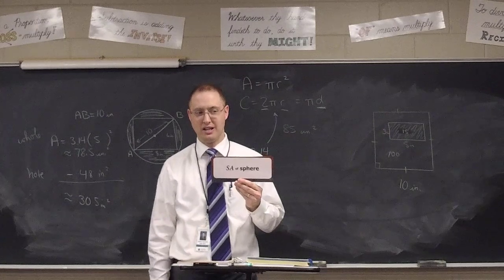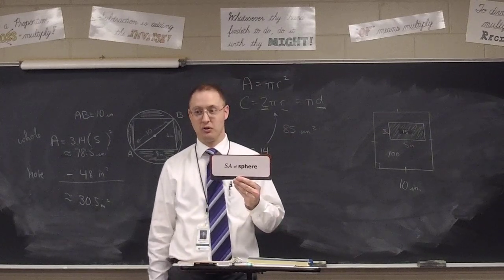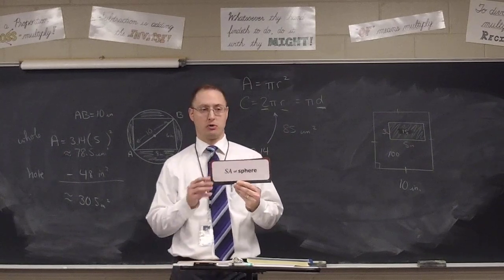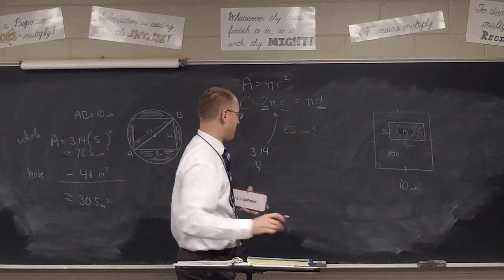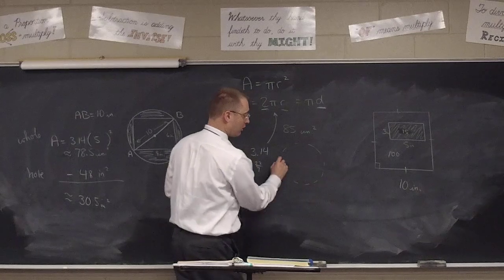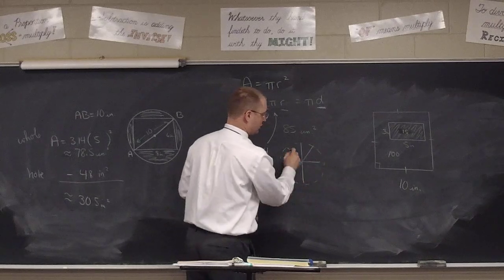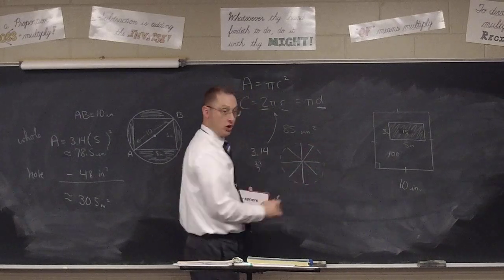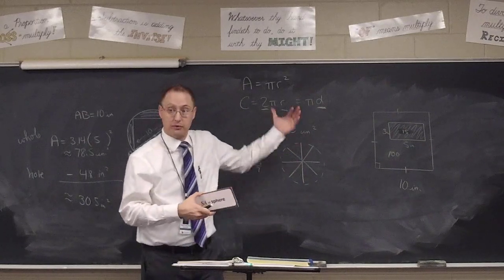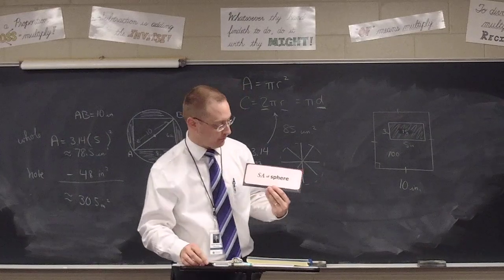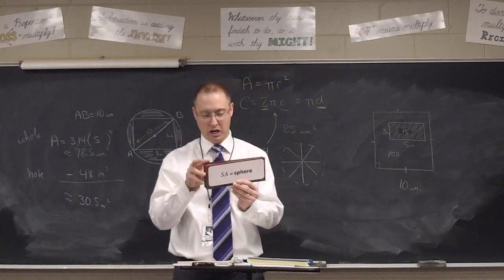Surface area of a sphere. 4 pi r squared. It's equivalent to if you were to take 1, 2, 3, 4 cross sections. Like if you imagine looking at the top of a ball and cutting it in the shape of an asterisk. If you added the 4 cross sectional areas together, it would equal the surface area of the entire sphere. So 4 pi r squared.